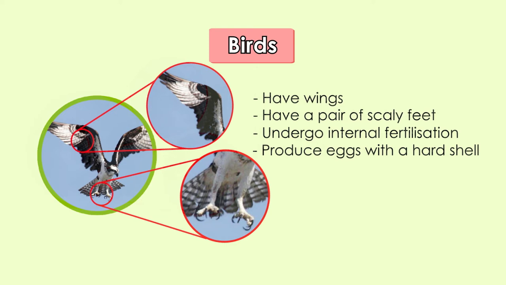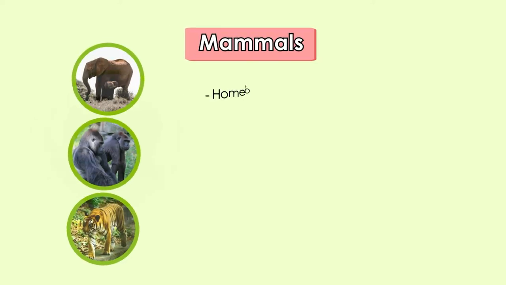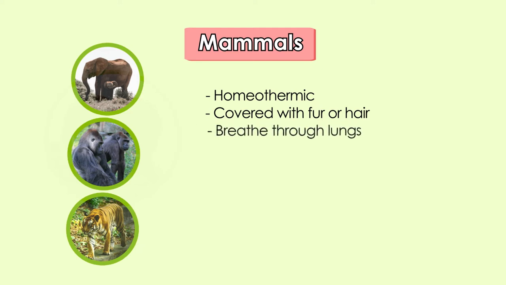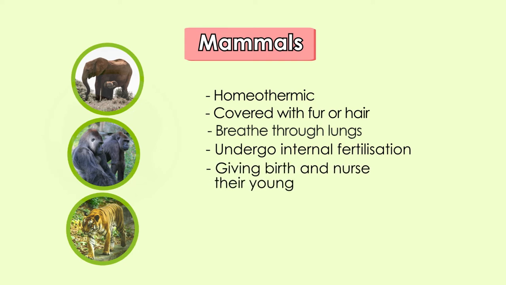The last vertebrates are mammals. Mammals are homeothermic and covered with fur or hair. Mammals breathe through lungs. Mammals undergo internal fertilization, the same as reptiles and birds. But mammals give birth and nurse their young.